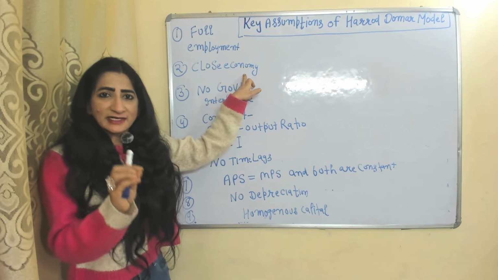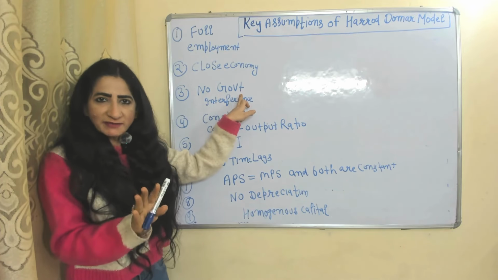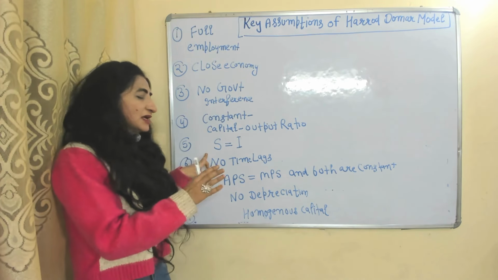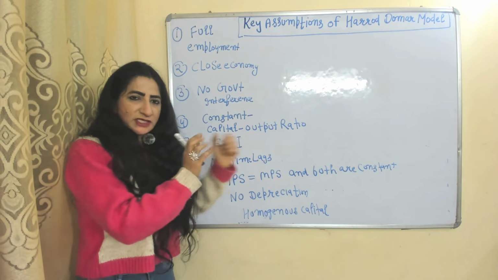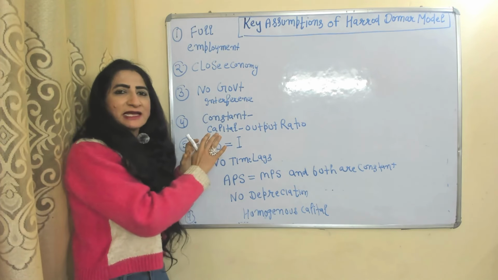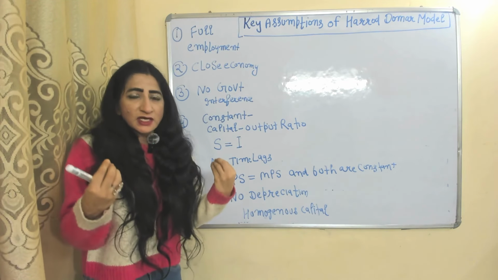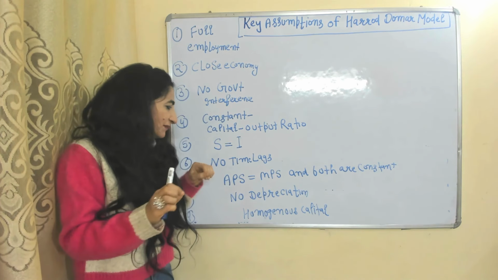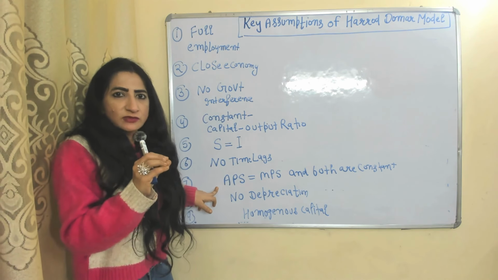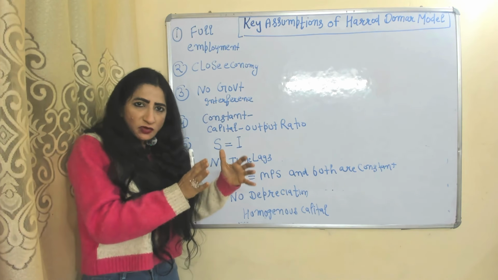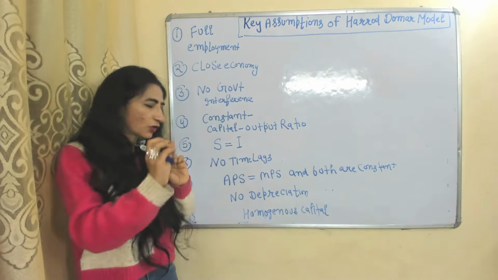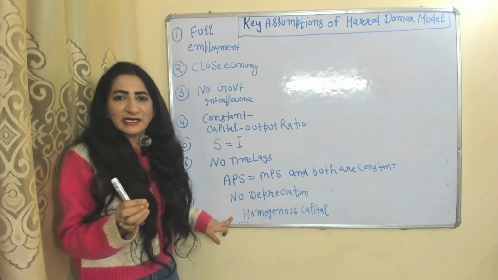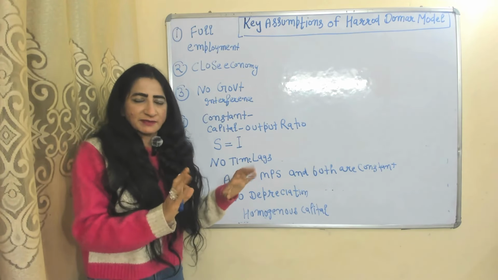Key assumptions of the Harrod-Domar model are: there is full employment in the economy; a closed economy, that means there is no international trade; there is no government intervention; the capital output ratio will remain the same. For stability, saving will always equal investment. There is no time lag, that means saving, investment, and income will change within the same time period without any delay. Average propensity to save is equal to marginal propensity to save and both are constant. There is no depreciation, and capital is homogeneous, that means all capital goods are the same.